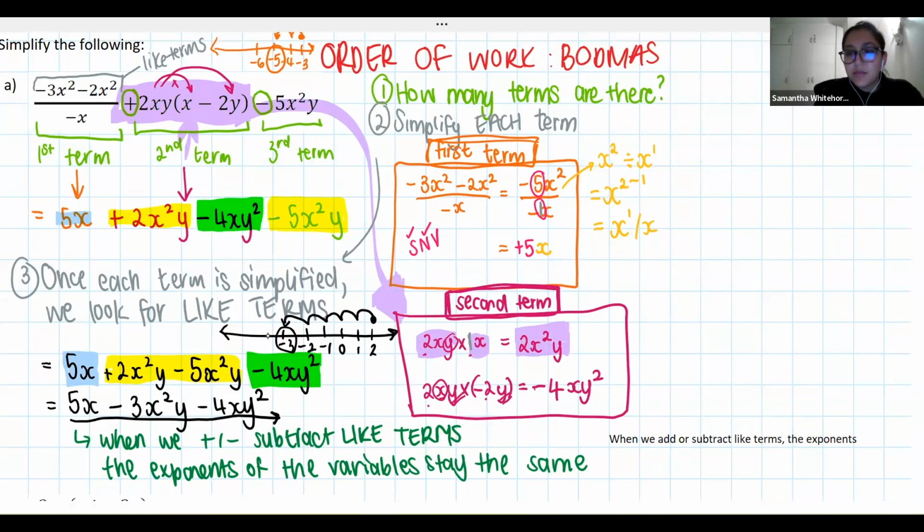I then do the same thing for my distribution. 2xy times negative 2y now. And this is now where we need to be careful. A positive times a negative is a negative. And then we are able to find our product of negative 4xy squared. So these two terms over here that I'm underlining in purple, they have come from my second term's distribution. I am multiplying in order to get those two simplified terms. So Senzo, does that make more sense? Yes, ma'am. Thank you. Good.